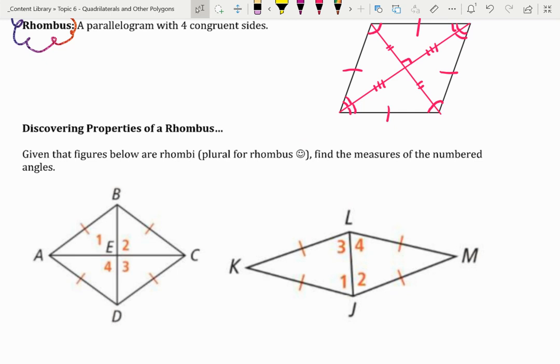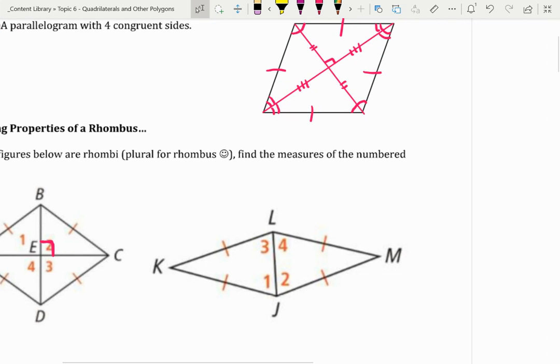Given that the figure below are rhombi, find the measures of the numbered angles. So we're going to find angle 1, 2, 3, and 4 for the first one. Remember that our diagonals perpendicularly bisect each other. So therefore, let's do it on this side. They are going to be right angles.